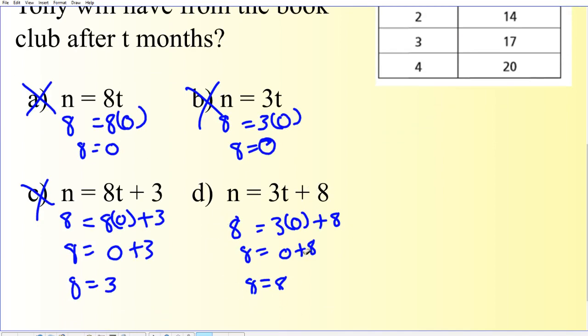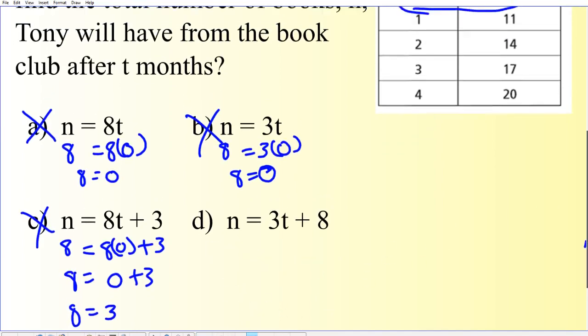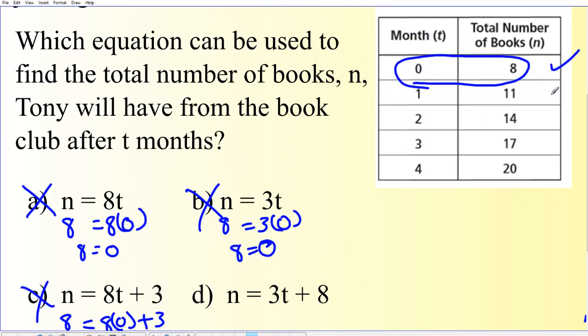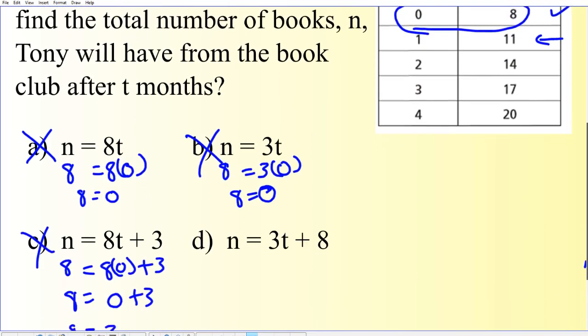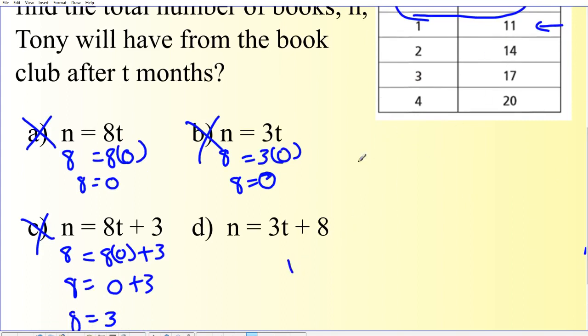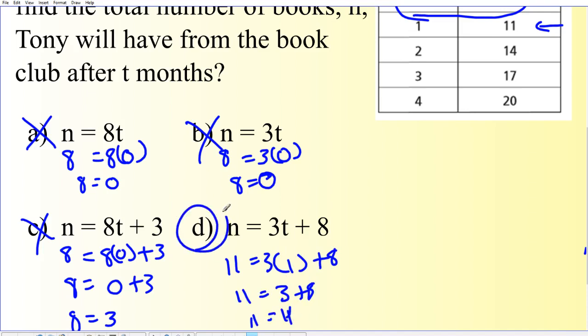Now, because I want to be extra cautious, I'm just going to try one other point, any other point. I'm going to pick this one here, because again, the numbers are small. So if T is 1 and N is 11, does this math work out? Let's see, 3 times 1 is 3. 3 plus 8 is 11. It works.